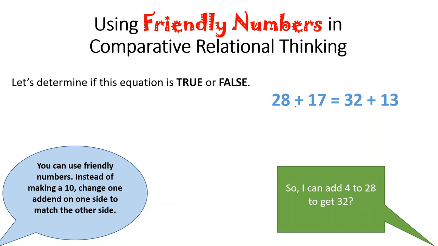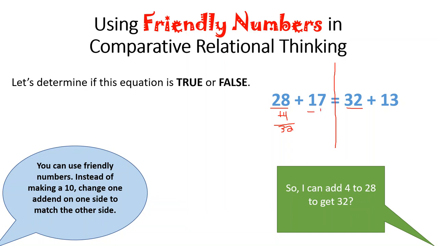Instead of making it 10, I'm going to change one addend to match the other side, because if this number and this number are the same, then I know this number and this number have to be the same. So I'm going to add 4 to 28. Make it 32. But where did that 4 come from? Well, it came from the ones on the same side of the equal sign.